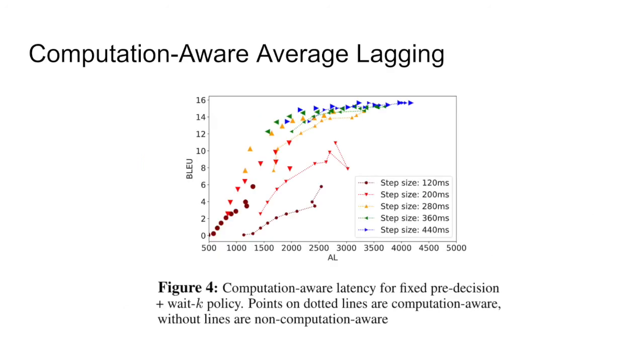We next take the computational time into consideration. We found that some policies ideally have very good latency, but in practice, they are not very usable because of very high computational time. For example, the red triangle here represents the fixed prediction module with a step size of 200 milliseconds and a WaitK policy. Ideally, it has a pretty good latency, but when considering the computational time, the latency just increased significantly, which can hardly be used in practice. Therefore, we encourage future work to use computation-aware latency for a more realistic evaluation.